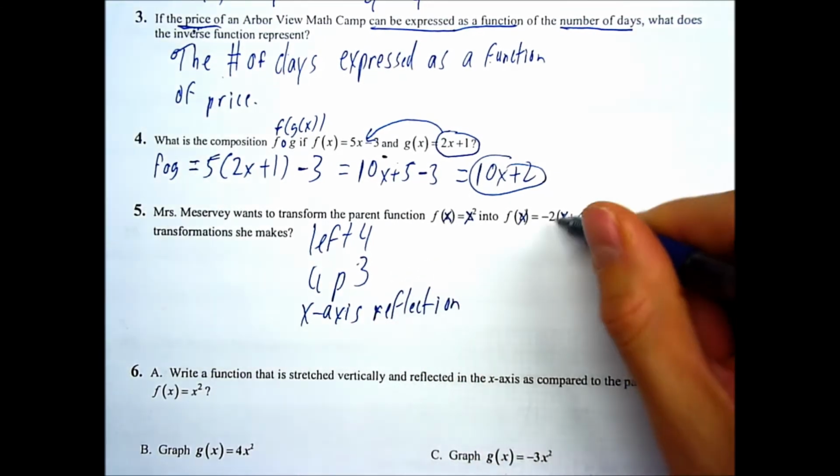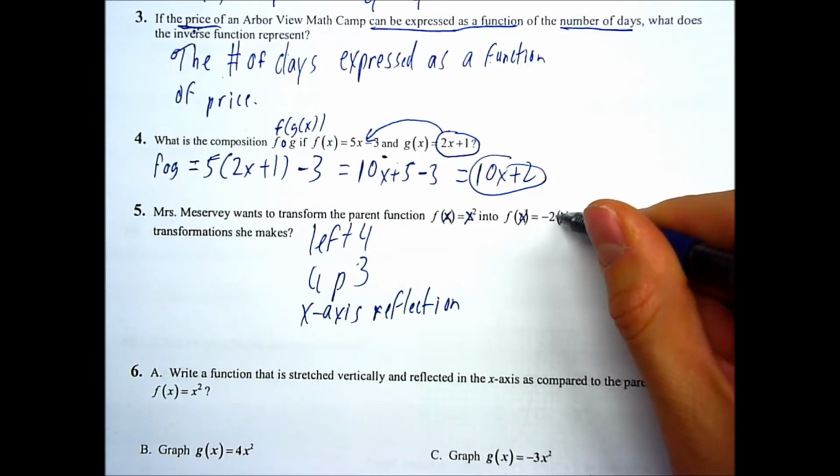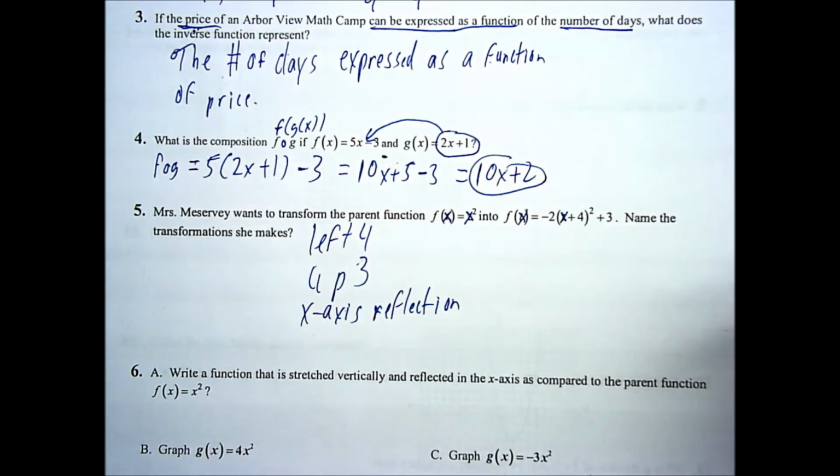Next item here is this 2. Again, the negative and the 2 are separate. The negative does the reflection. If it's a negative, it's a reflection. The 2 is separate from the negative here when you're considering what happens. The 2 is going to stretch the graph. In other words, it's going to double the y values for each corresponding x.